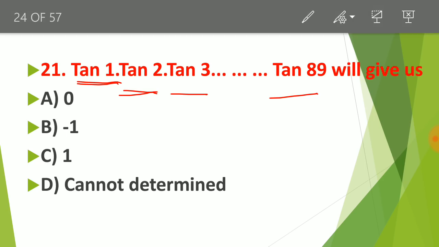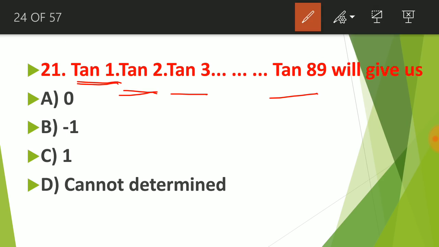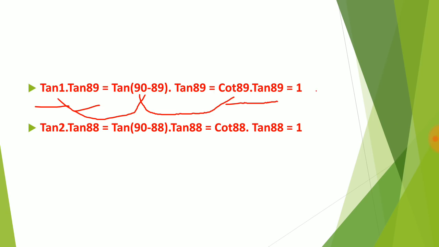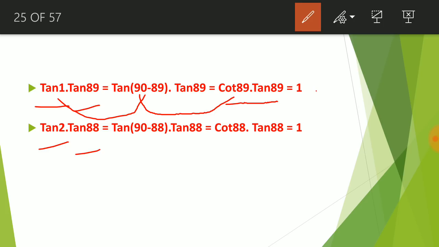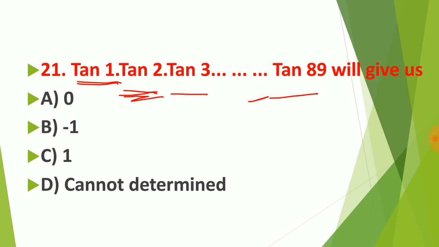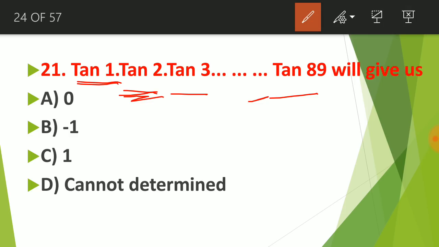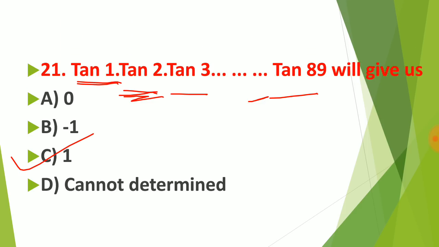Now the second term is tan 2, and the second last term will be tan 88. Again, if we multiply tan 2 and tan 88, tan 2 can be written as tan(90 minus 88). This will give us cot 88, and cot 88 and tan 88 will give 1. If we do the same for the third term and the third last term, we'll get 1 into 1 into 1, and so on. If we multiply a large number of 1s together, we'll get 1. So option choice C is the correct answer for question number 21.